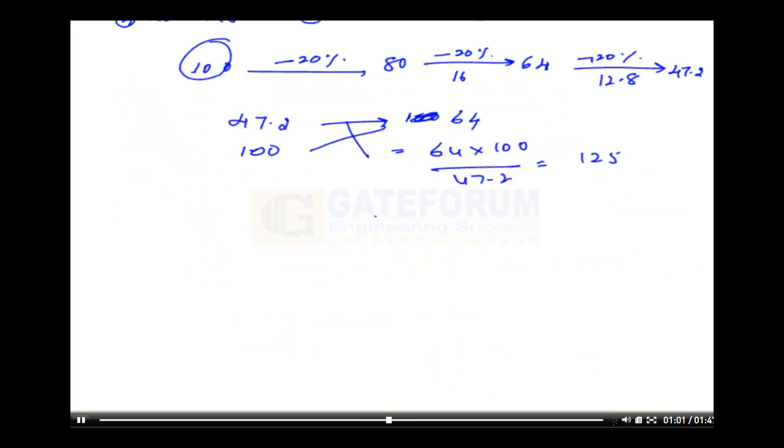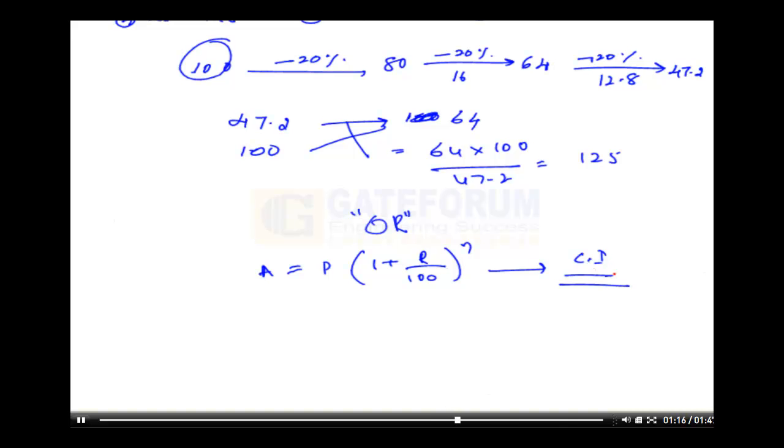Now we can use this method, or we can solve this by another method, which is nothing but the direct formula. Amount is equal to principal into 1 plus R by 100 whole power n. This is the formula used for compound interest. Now whenever we are talking about compound interest, there will be an increase in the rate. Now when we are talking about depreciation, this R will become minus R.